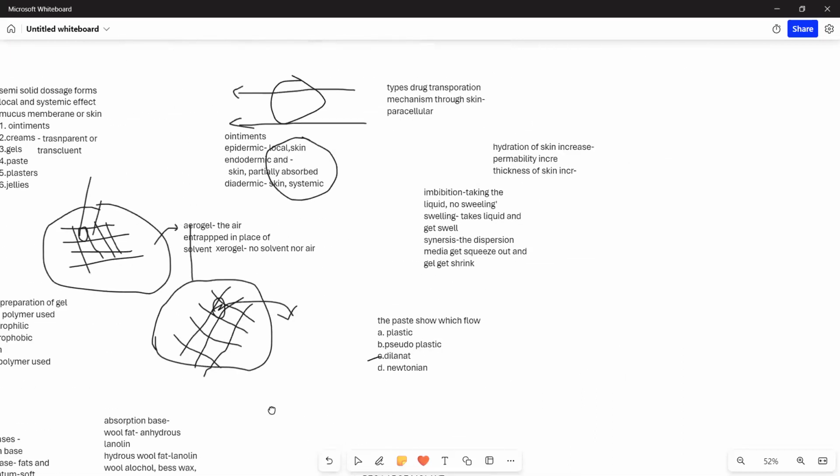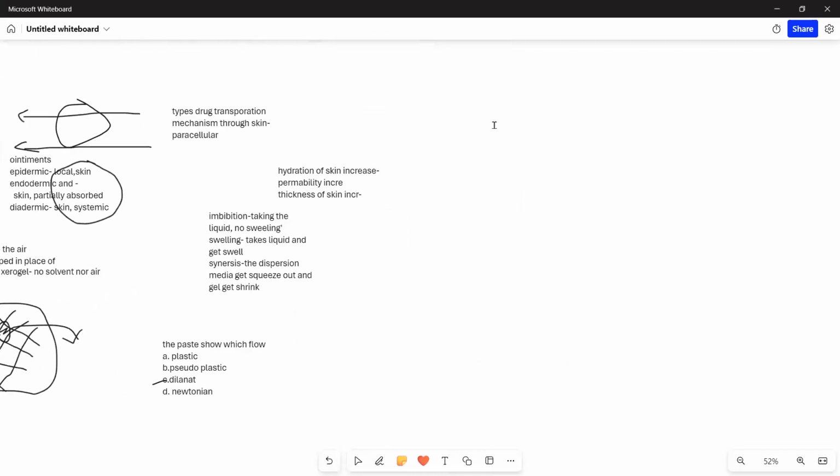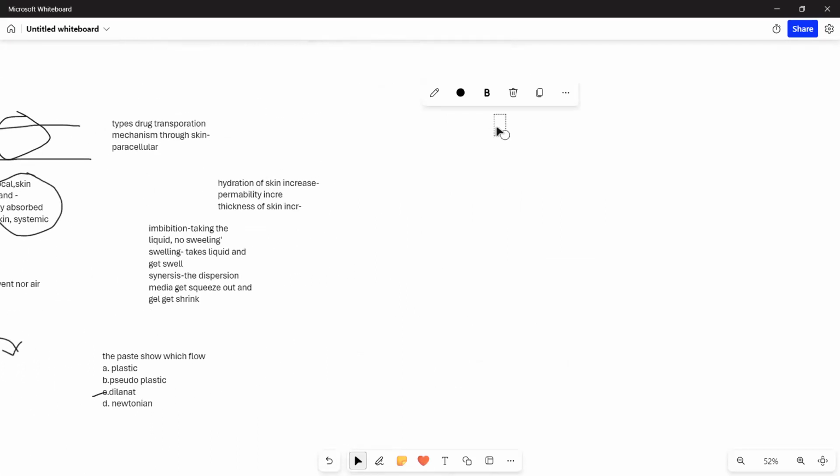Okay, then we move to our next topic, which is suppositories. Suppositories are also semi-solid dosage forms, and these are generally inserted into body cavities.